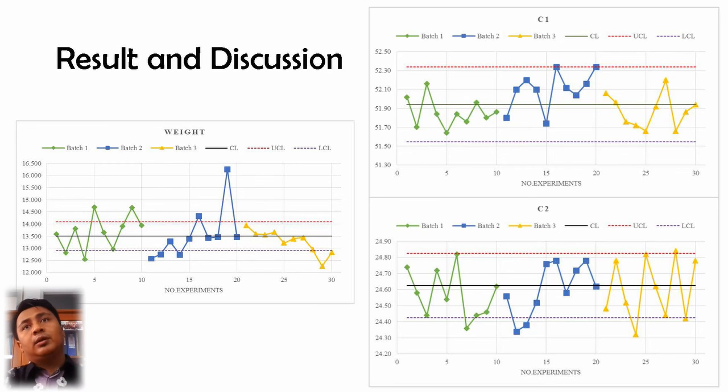And also in the last batch, for the weight itself of the product, we have 2 lower base tolerance. And for C1, it is okay based on the measurement in the laboratory. And for C2, in batch 1 we have 1, in batch 2 we have 2, and in batch 3 we have only 1.